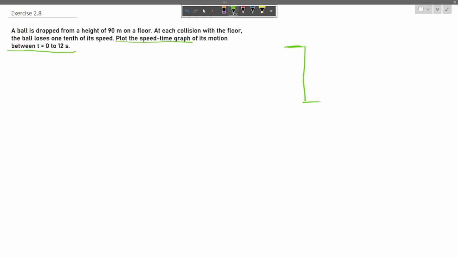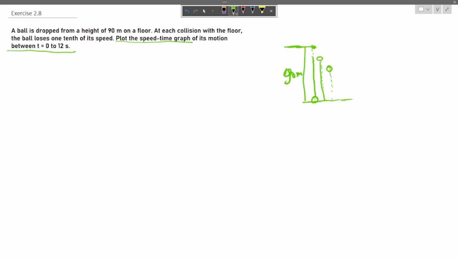Let us assume that this is the case. A ball is being dropped from here, which is 90 meters high. Once it is dropped, it rebounds with a velocity of 0.9 of the initial velocity, and again it is dropped, and again it rebounds to 0.9 times its last velocity. So we have to plot the speed-time plot of this scenario.